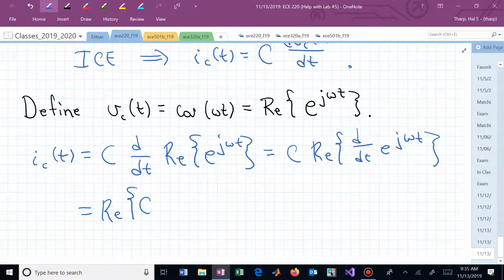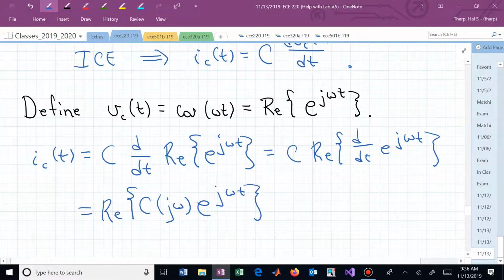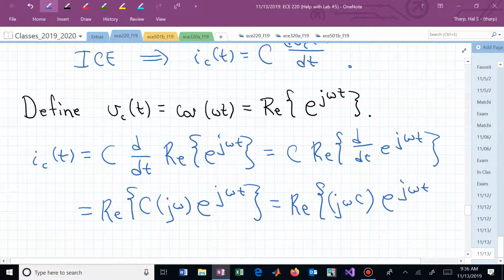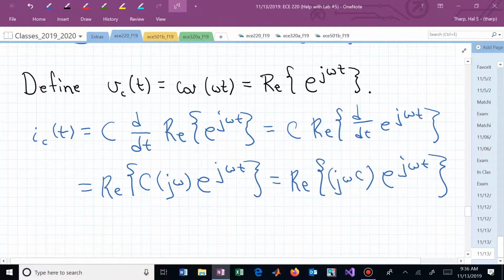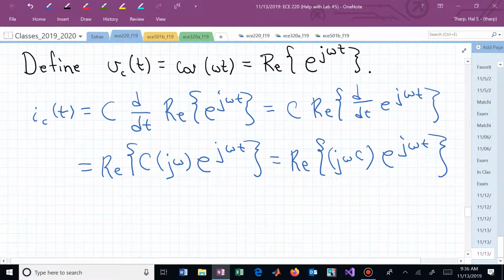Just get the piece of the exponent that's scaling t, so we now have j omega e to the j omega t. If we rewrite that, we now have j omega c times e to the j omega t. And that's now the complex exponential form of our current.